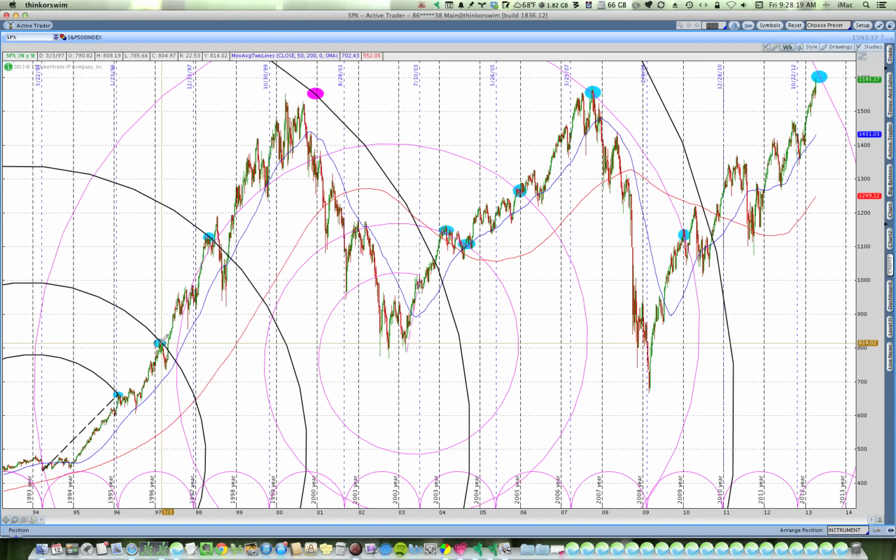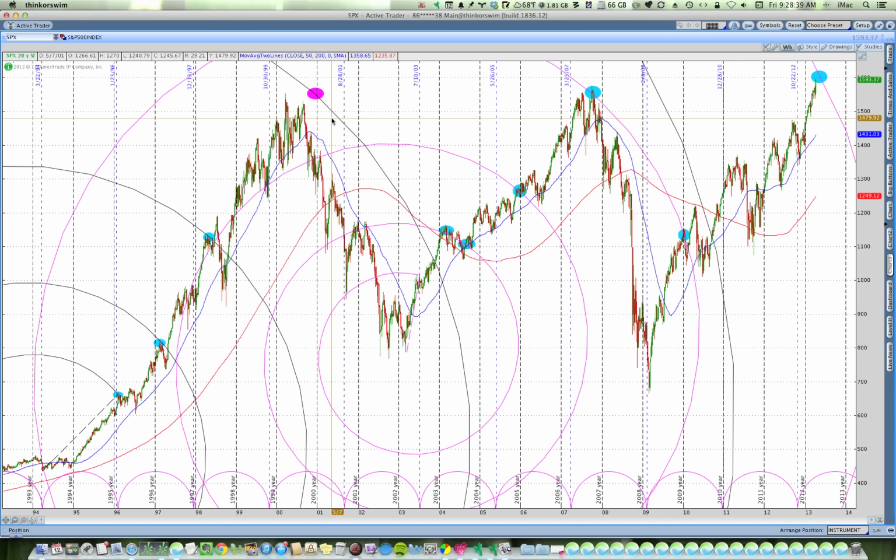Notice that price hit the Fibonacci spiral here, and it hit it here. So I knew we had something good going. But now this Fibonacci spiral failed here. The peak occurred much too soon, so this spiral broke down.